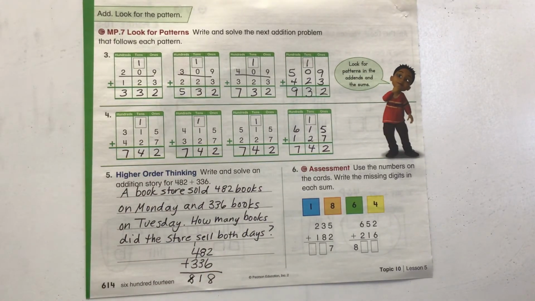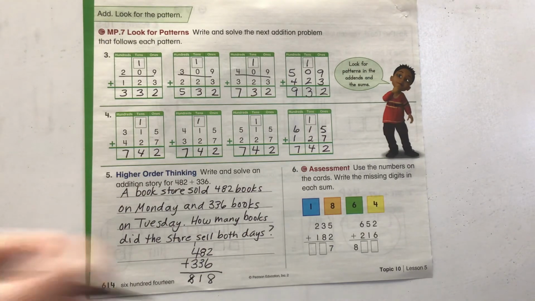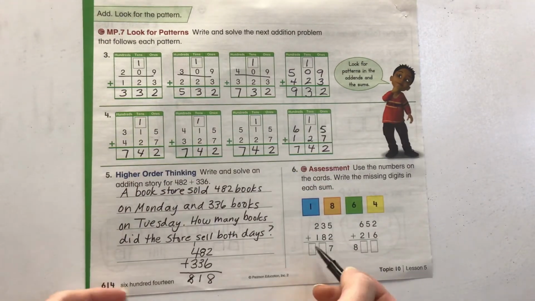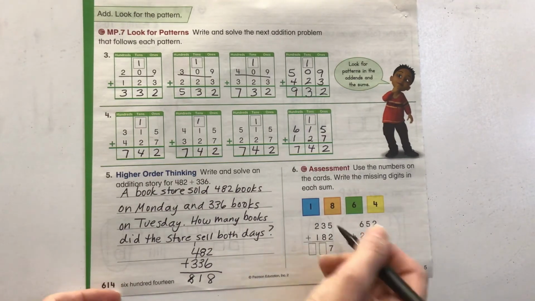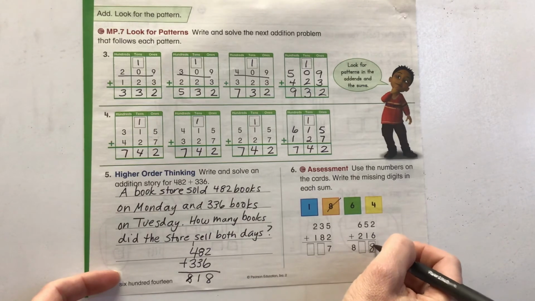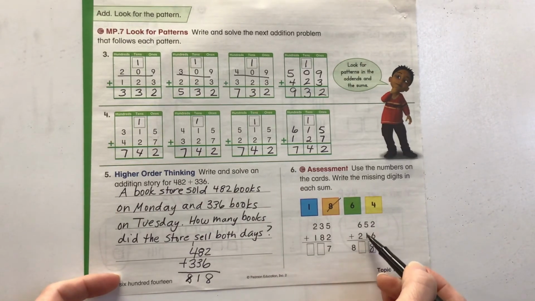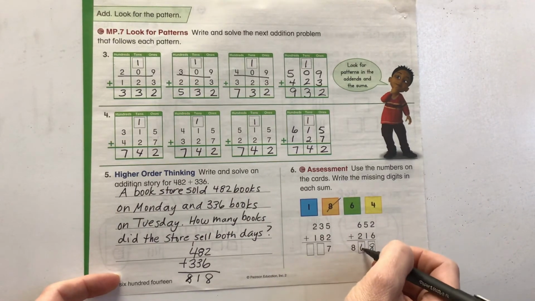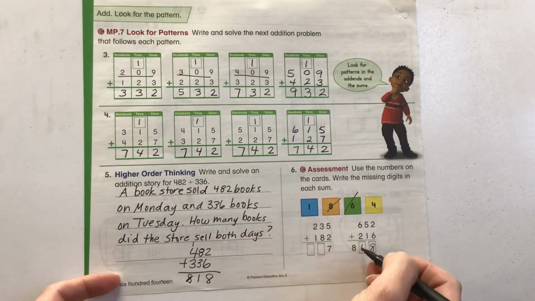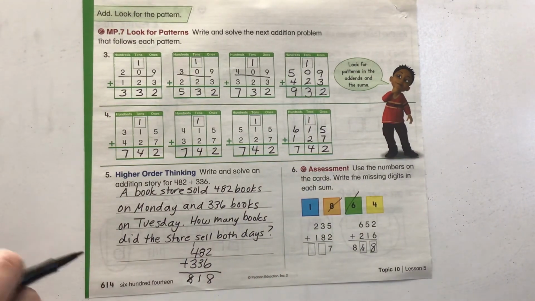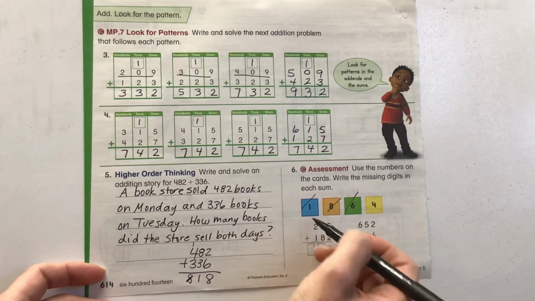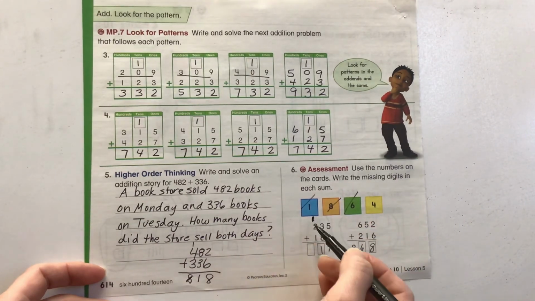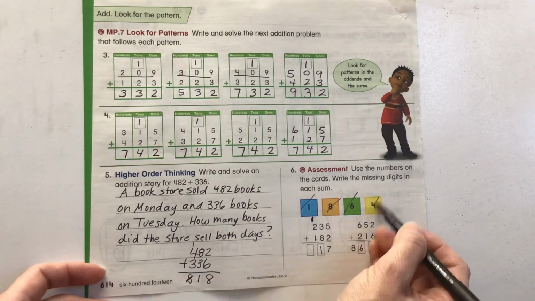And then for our assessment, we have to figure out which digits go in which area. So we've got 4 blank digits and 4 cards. So 2 plus 6 is 8. And 5 plus 1 is 6. And 8 plus 2 is 8. Let's see, 5 plus 2 is 7. 3 plus 8 is 11. So we know we've got to regroup that one. And then 1 plus 2 is 3, plus 1 more is 4.